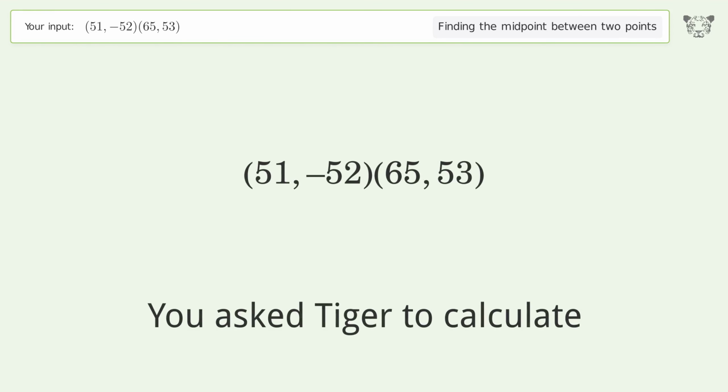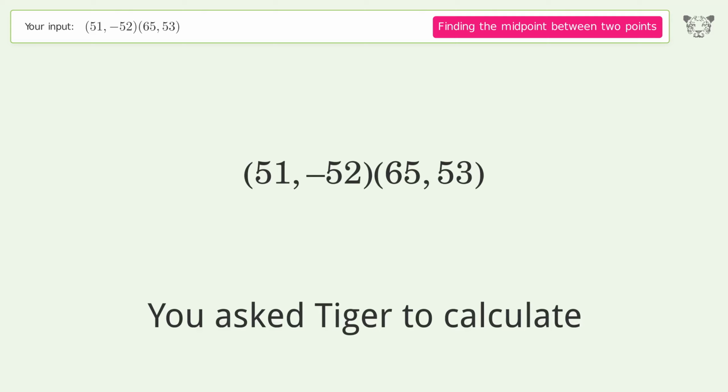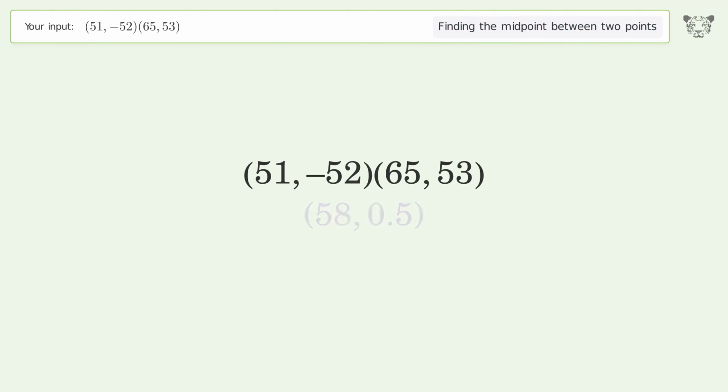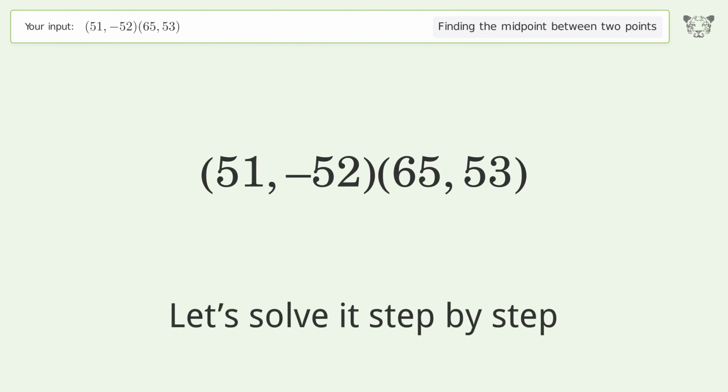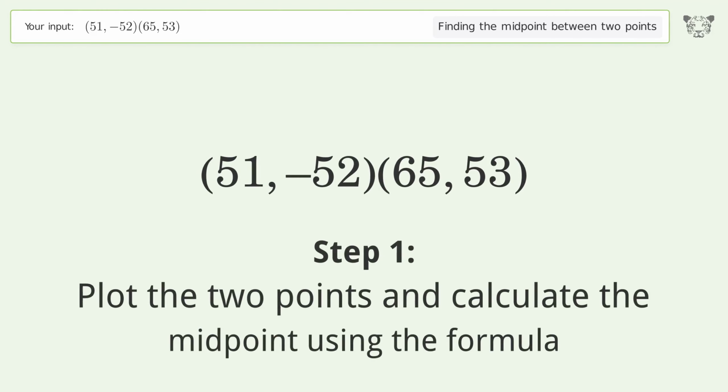You ask Tiger to calculate. This deals with finding the midpoint between 2 points. The midpoint between the 2 points is 58, 0.5. Let's solve it step by step. Plot the 2 points and calculate the midpoint using the formula.